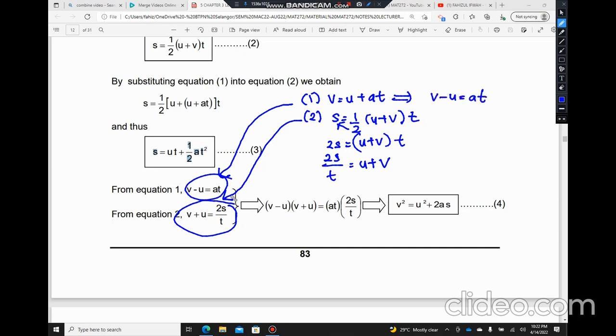So when we solve this one, v minus u, v plus u, kita solvekan, kita akan dapat equation number 4, which is v squared equals u squared plus 2as. So kita dapat satu equation yang baru bila kita solvekan equation 1 and equation 2.